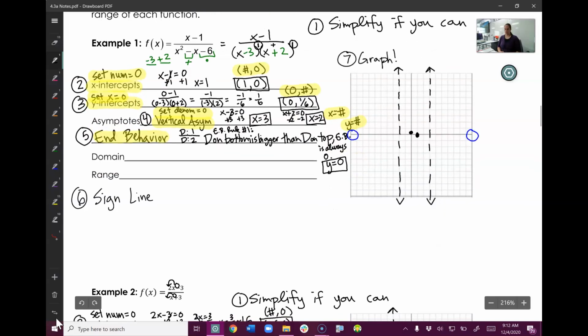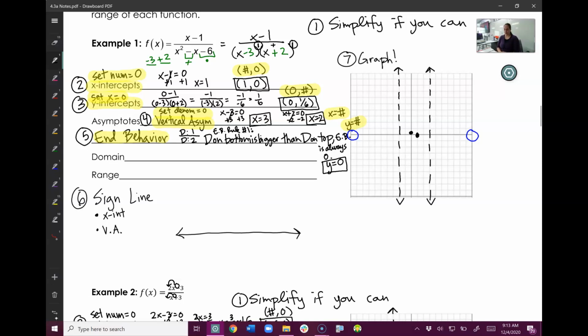So we're going to start with step 6, which is our sign line. Now, a sign line is a number line with signs. Mathematicians are very creative with our names. But particularly when I make this number line, I'm going to put specific numbers on it. The numbers that I put on my sign line are always the numbers for my x-intercepts and my vertical asymptotes.